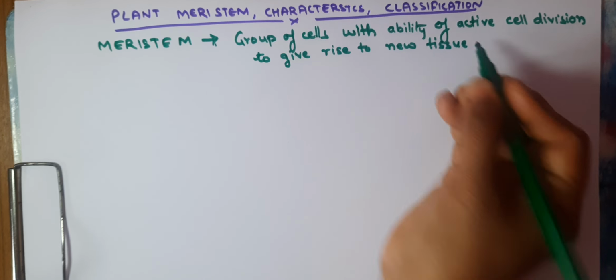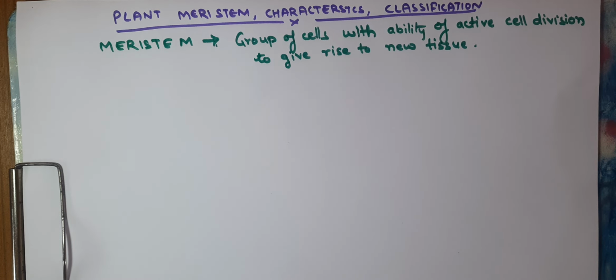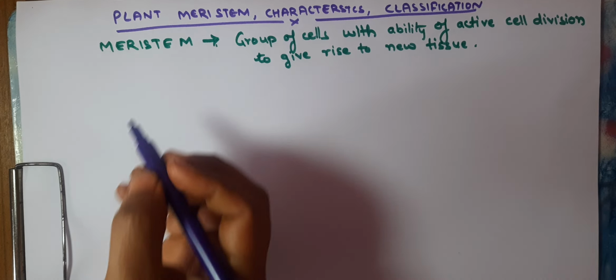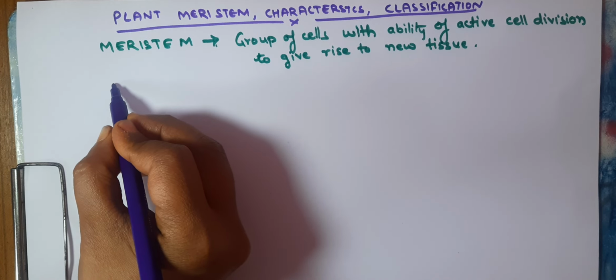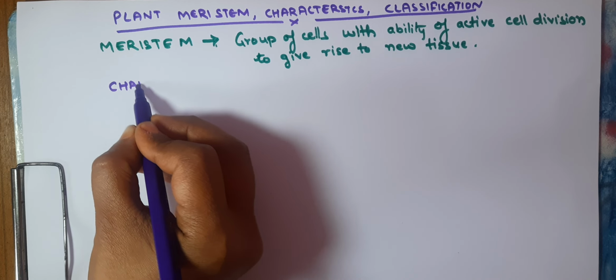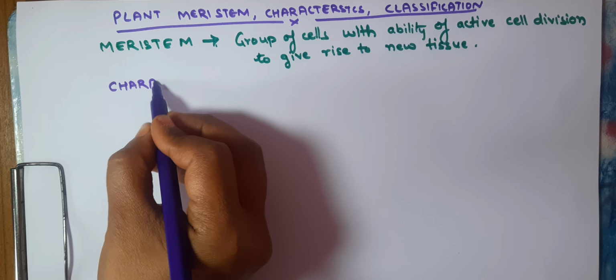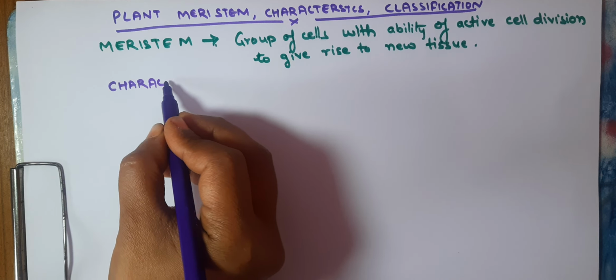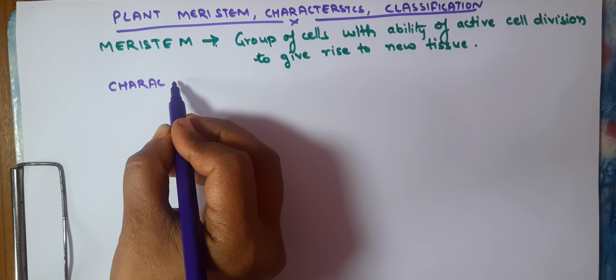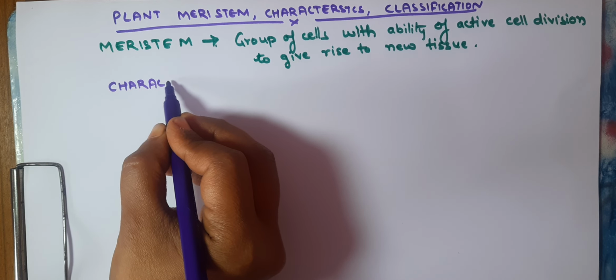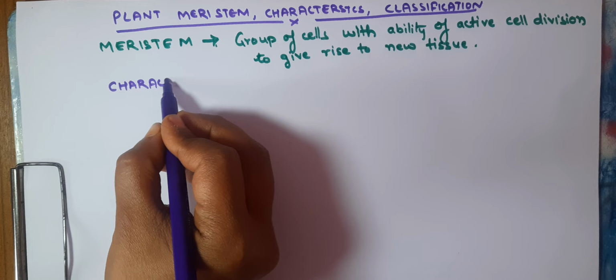So in the plants there are a bunch of cells that have the ability to actively divide. This division will result in giving rise to new tissues. There are permanent tissues also in the plant that have lost their ability of continuous division. But in the present video we are talking about the meristem only. So the next step is characteristics.